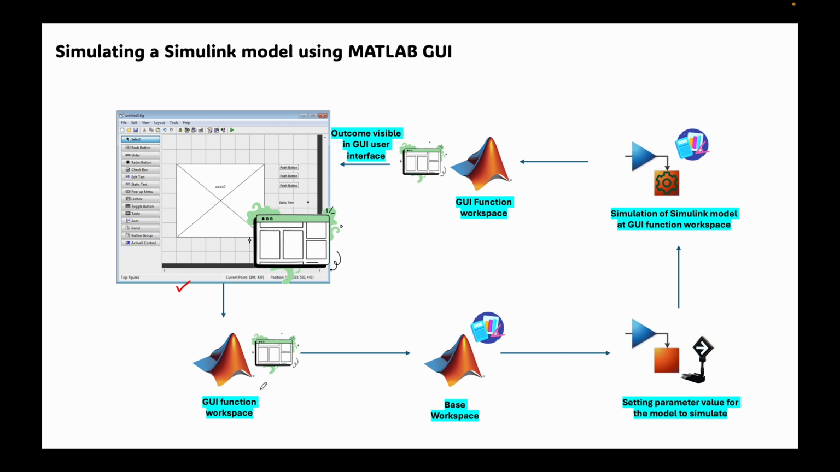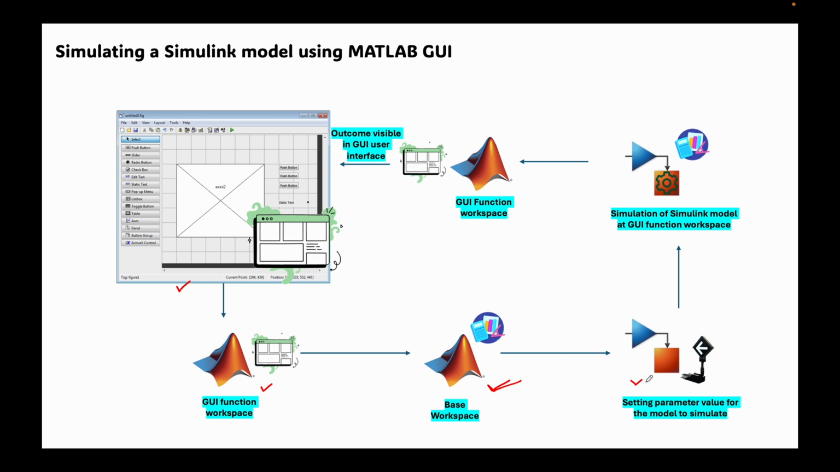Then we will be writing different functions in the back end of the GUI. Basically we will be creating multiple functions like callback functions, and those callback functions will be executed when the buttons are pressed. Next, we will be establishing communication between the function workspace, which is the GUI based workspace, and the base workspace. So these two workspaces will be connected via this communication, and we will be setting up all the relevant parameters in the base workspace for the model to run.